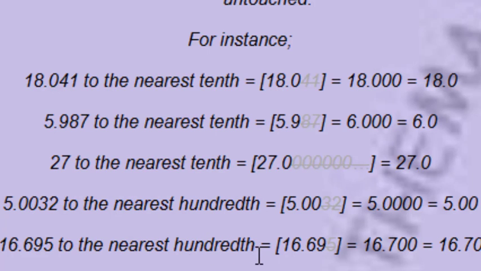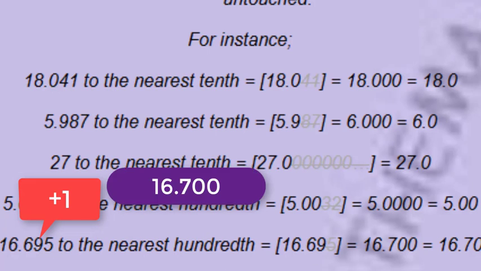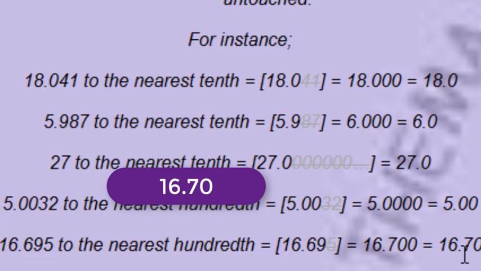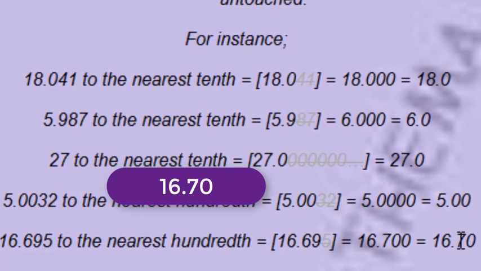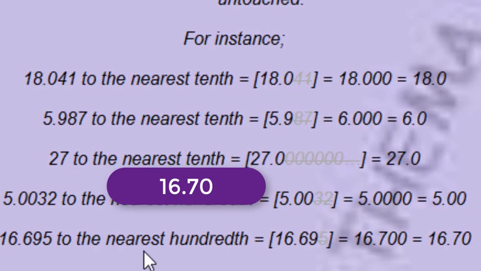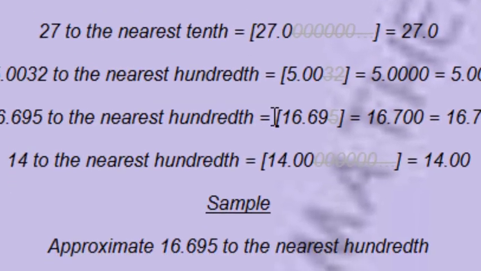16.695 to the nearest 100th should become 16.700 because 5 is rounded up, and with 1 on 69 it becomes 70, so we have 16.700. So one of the zeros alone is knocked off, so you have 16.70, so you can maintain 2 digits for the sake of nearest 100.